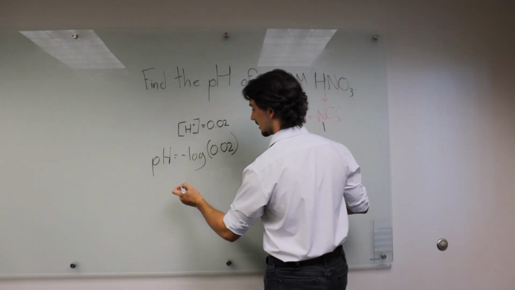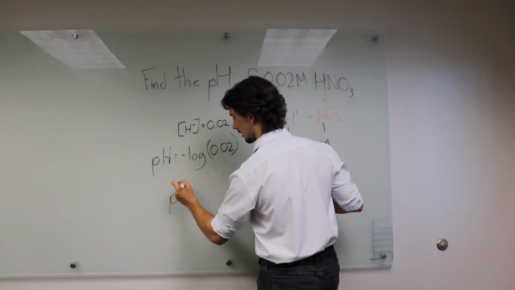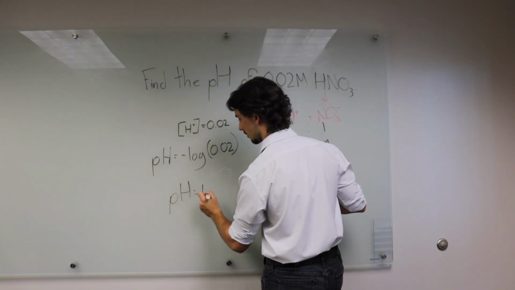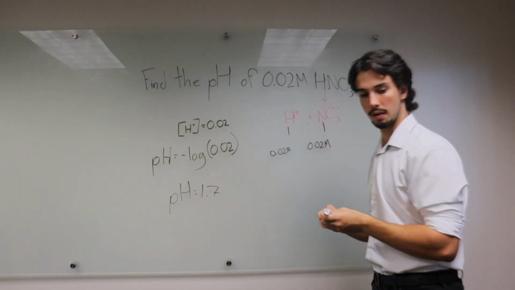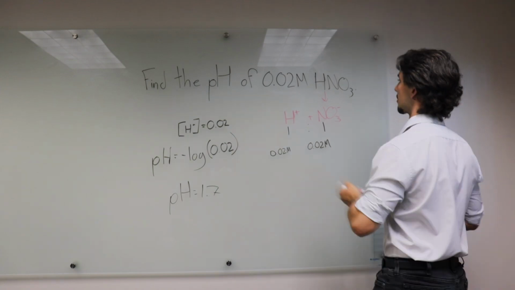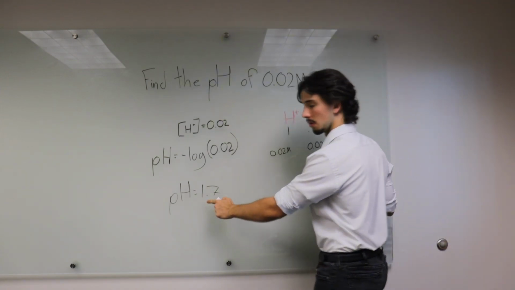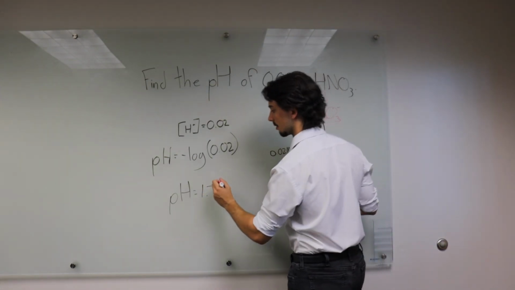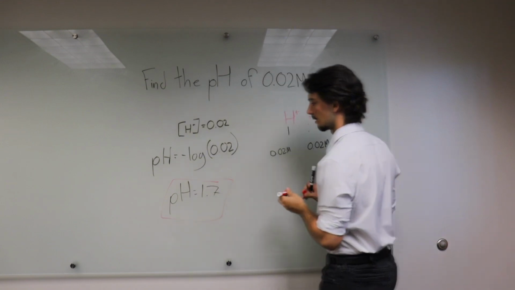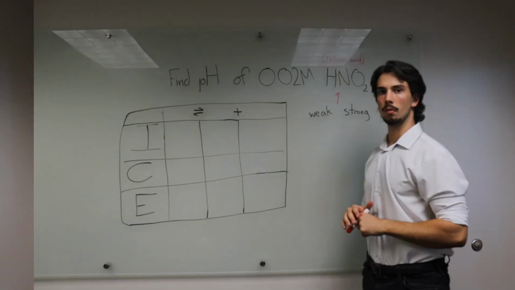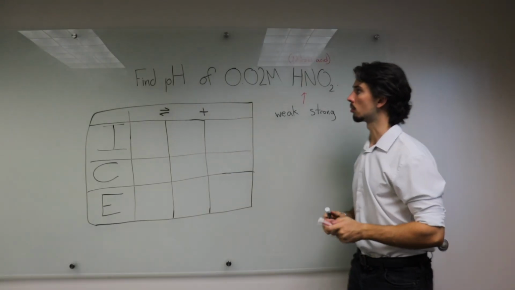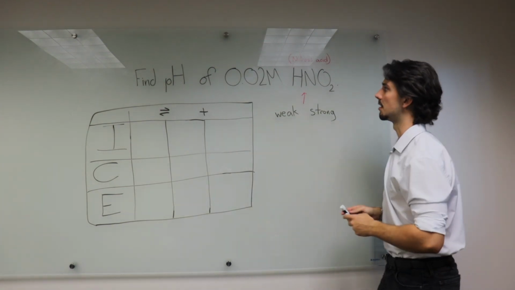And we have to make sure that this makes sense. pH is equal to 1.7. Now, this is a strong acid. 1.7 would be an acidic solution. So yes, that makes sense. 1.7 for a pH.